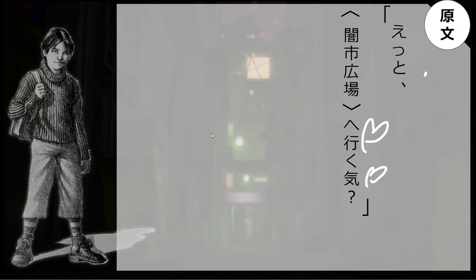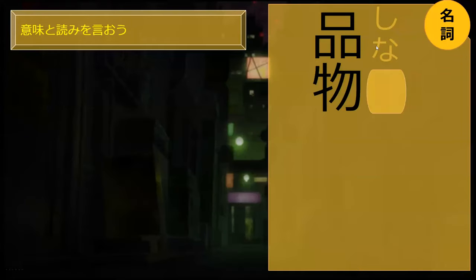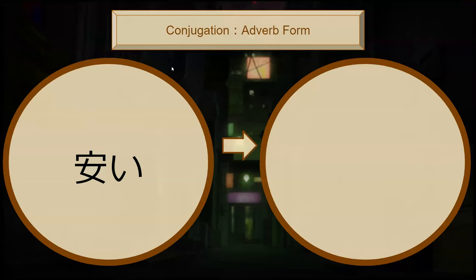Yamiichi Hiroba e Ikuki. Are you going to the plaza of the night market? Yeah, night market plaza. What was this word again? How do you read it? Yasui. Perfect. Can you read this word for me? Shinamono. Perfect. So shinamono is just another way to say goods. What is the adverb form of yasui? The adverbial is yasuku. Perfect. Yes. Good. Nice.